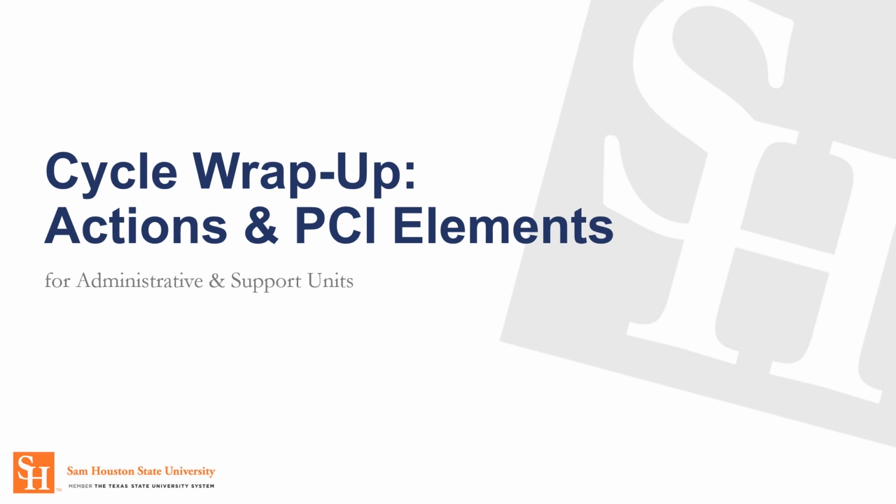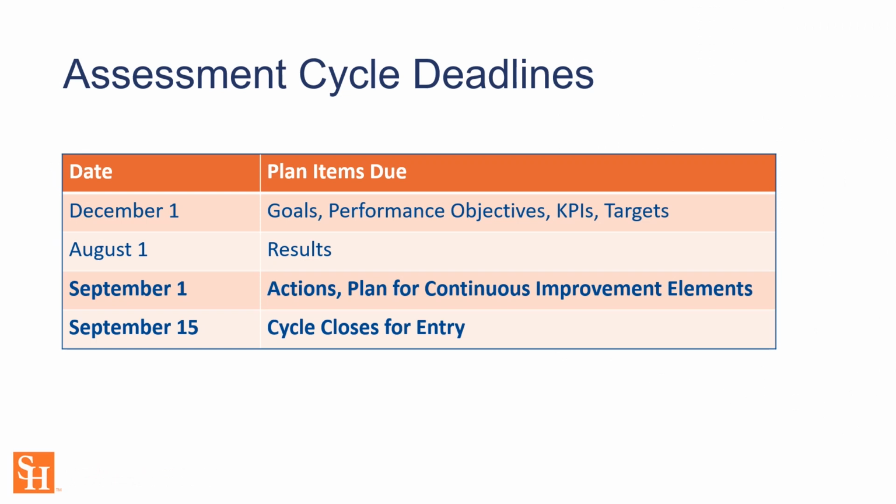This quick video will assist you as you finish wrapping up the assessment cycle. The deadline for entering actions and plan for continuous improvement elements is generally September 1st, unless your division has an earlier deadline. On September 15th, the cycle will fully close.